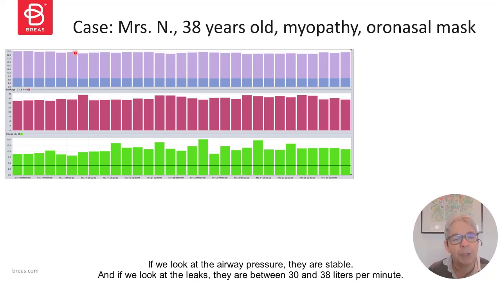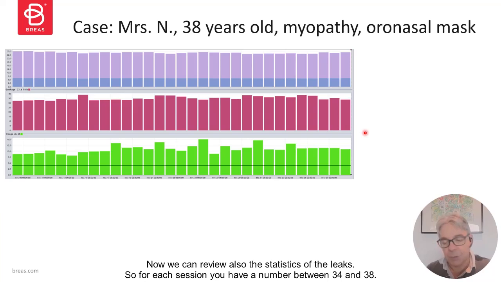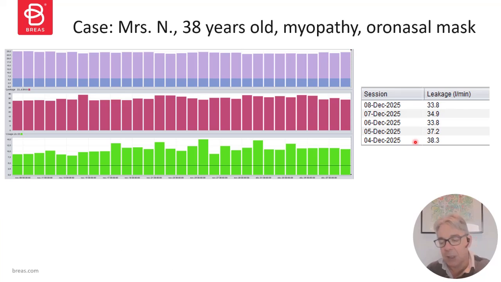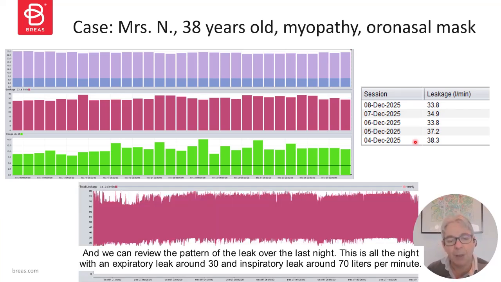If we look at the airway pressure, they are stable. And if we look at the leaks, they are between 30 and 38 liters per minute. Now we can also review the statistics of the leaks. For each session, you have a number between 34 and 38. And we can review the pattern of the leak over the last night. This is all the night with an expiratory leak around 30 and inspiratory leak around 70 liters per minute.